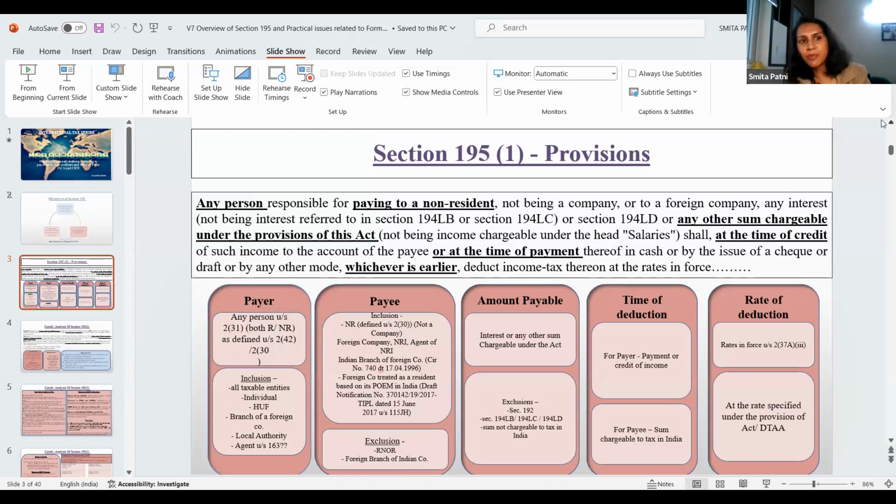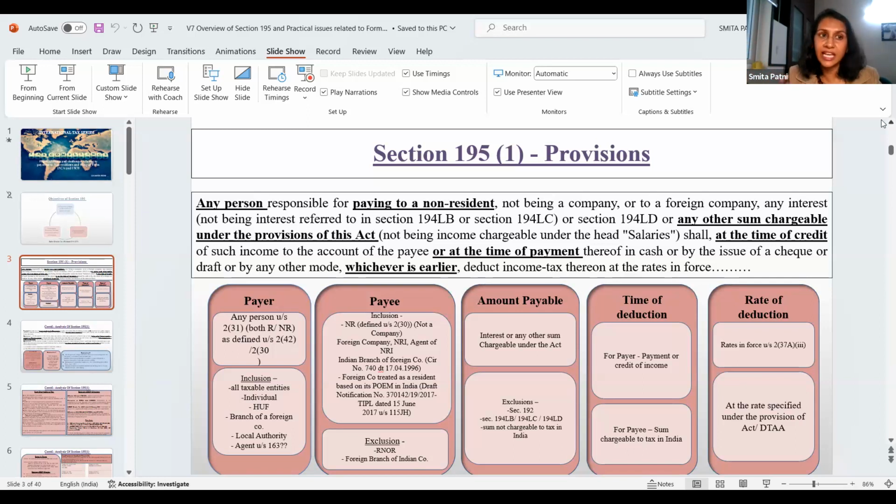Now, any person responsible for paying is also defined under section 204. So 204 has categorically defined who the persons responsible for paying are. In the case of an individual, obviously the individual is responsible. In the case of a company, the principal officer is responsible. So on and so forth, they have defined all the persons responsible for paying in section 204. There is a new category which was added, that is agent under section 163. That was recently added in 2020 only.